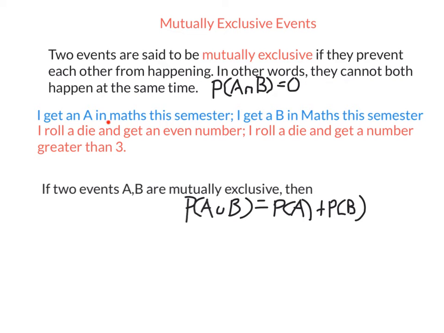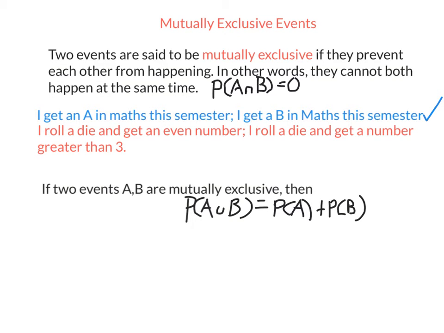So let's just look at a few quick examples. So the event, I get an A in maths this semester and I get a B in maths this semester, they are mutually exclusive events. You can't have both happen at the same time. You can't get an A this semester and get a B. You can only have one of them. So that's why these two are mutually exclusive events.